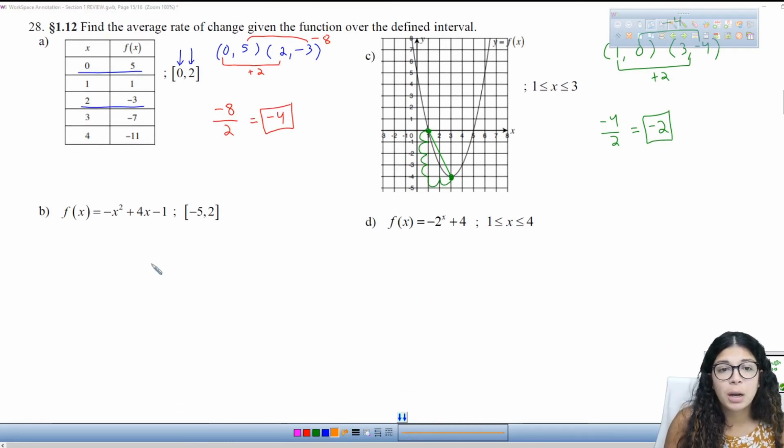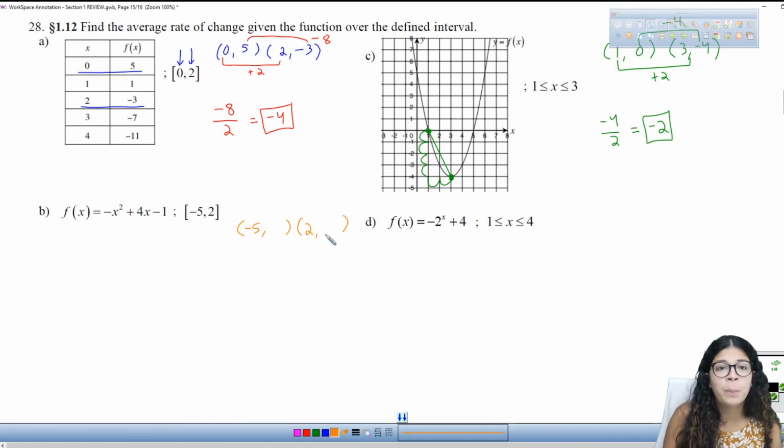With a function, we are still doing the same thing. So we are still finding the interval, from the interval negative 5 to 2, what is the average rate of change? So we are starting at negative 5 input and 2 input, but now to find the output, we can't just look at the table or look at the graph. We have to use the equation. So if I input negative 5 for F, what is the output? Well, negative input squared plus 4 times input minus 1.